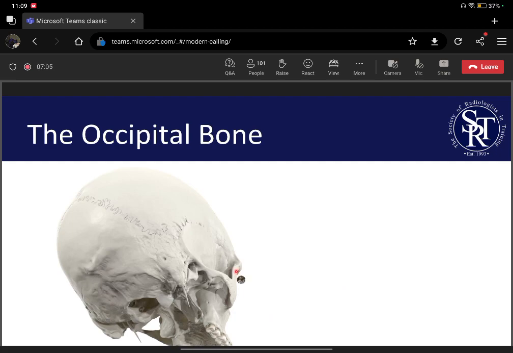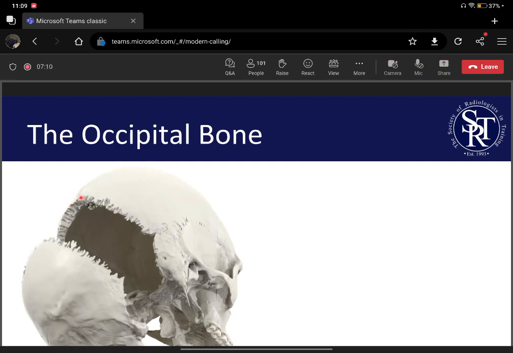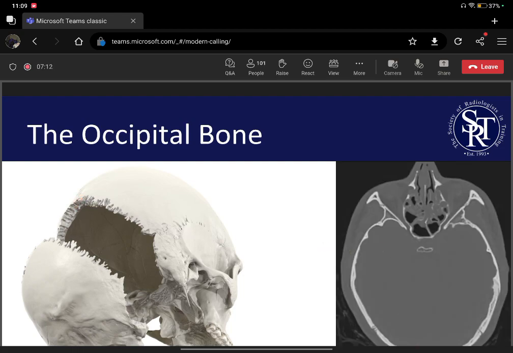Finally, we have the occipital bone, which is isolated from the rest through the lambdoid suture. And on axial CT, we can see the occipital bone in the back, and the zigzag lines on either side. This is a lambdoid suture.